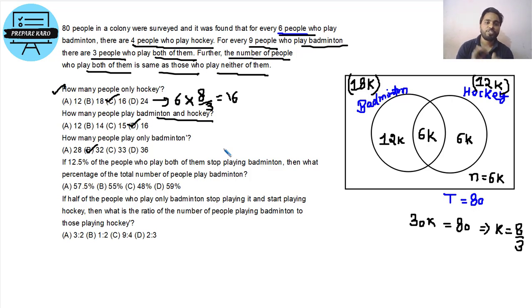Now, come to question 4 and question 5. These are a little bit tricky questions, okay? Tricky, or you can say a bit calculation intensive. If 12.5% of the people who play both of them, how many people are there currently who play both of them? This is 16, right? Stop playing badminton. If 12.5% of these 16 people stop playing badminton, then what percentage of the total number of people play badminton, right?